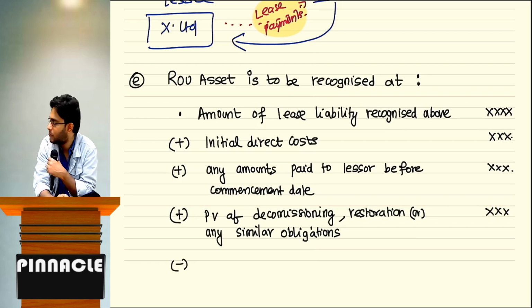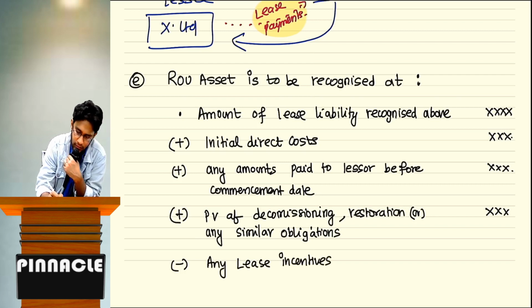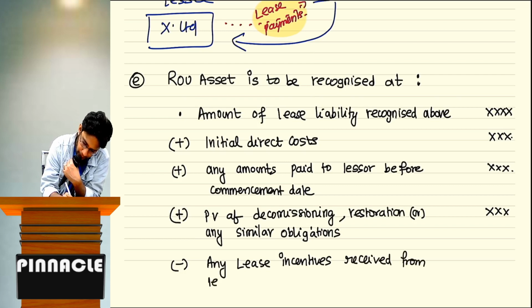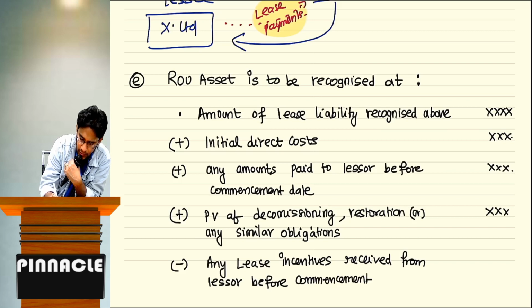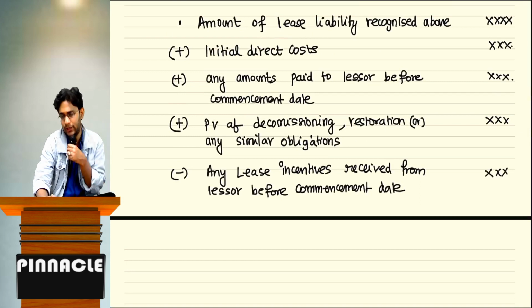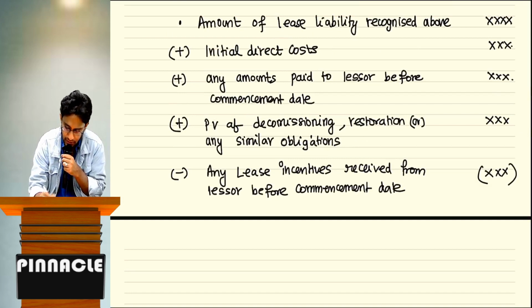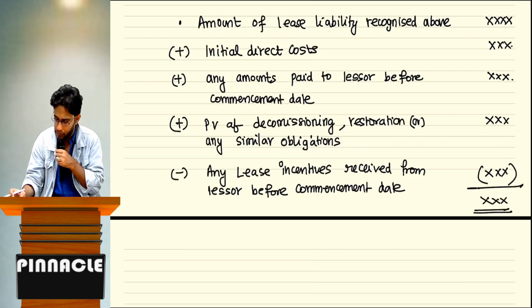Minus any lease incentives received from the lessor before the commencement date. For shifting from the existing building to the new building, I received some compensation from the lessor. That must be deducted from the ROU asset. In net figure, ultimately, you have to capitalize the ROU asset.